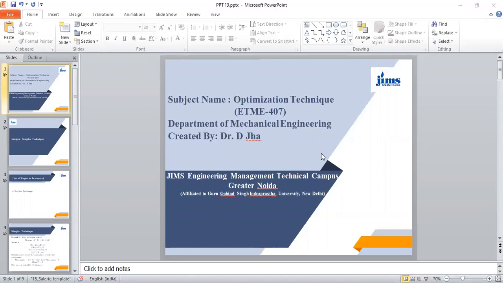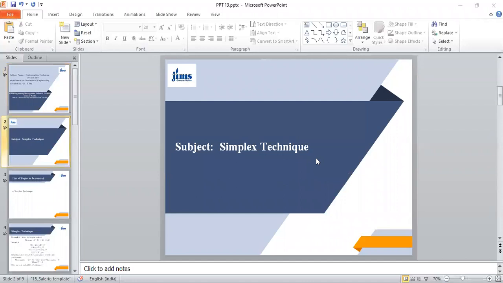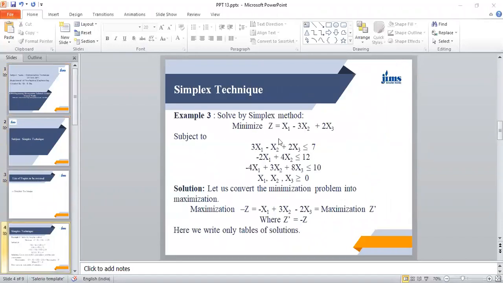The earlier problem solved by simplex technique was that of maximization type. Now in this class we are going to study how to solve a minimization problem by using simplex technique. So let us consider this problem. Minimize z is equal to x1 minus 3x2 plus 2x3.